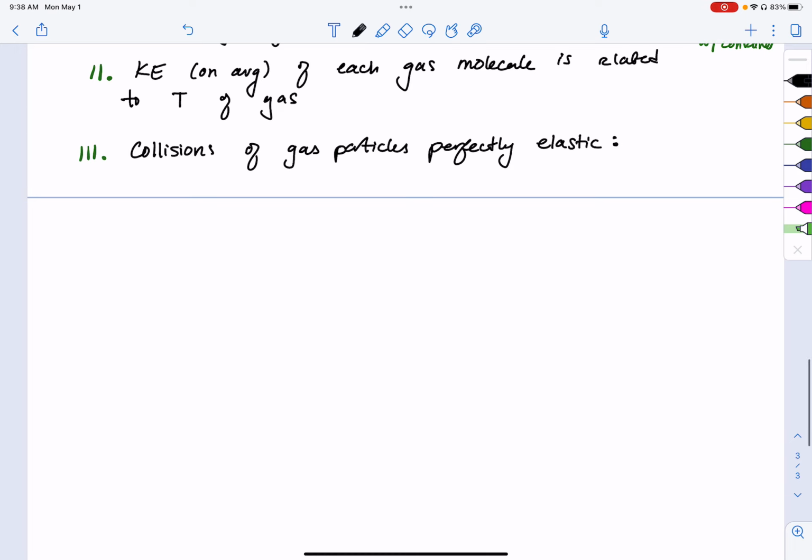This means that no kinetic energy is lost or transferred upon the collision.